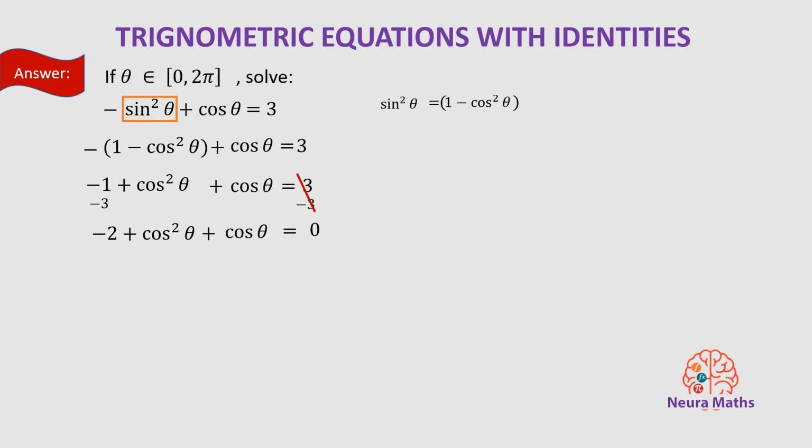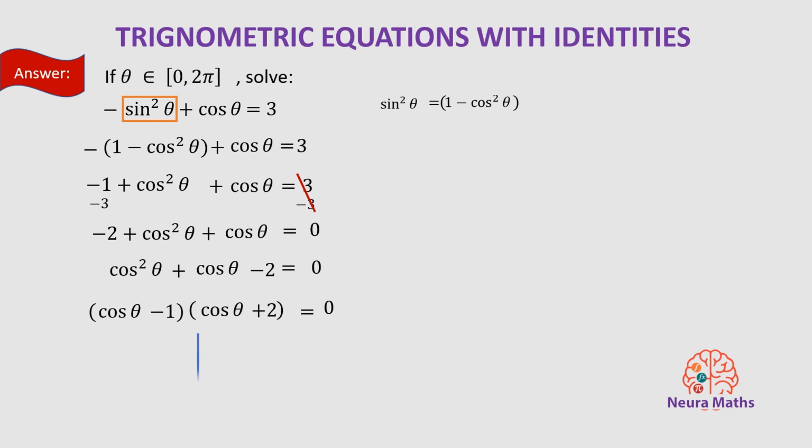This is a quadratic equation, so let's rewrite it in the standard form. How can we solve this quadratic trig equation? This quadratic equation can be solved by factoring. What is the factored form of this equation? We factor cosine squared theta into cosine, and we look for two numbers whose product is 2 and whose difference is 1. These numbers are -1 and +2.